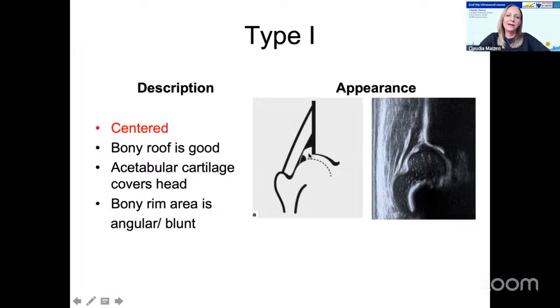The bony rim area, this outermost point of the bony roof, is here angular, so it has a sharp angle. And here on the side, you can see an example for a blunt bony rim area. So it's essentially just slightly blunted off, not quite angular. This would describe a type 1 hip joint.